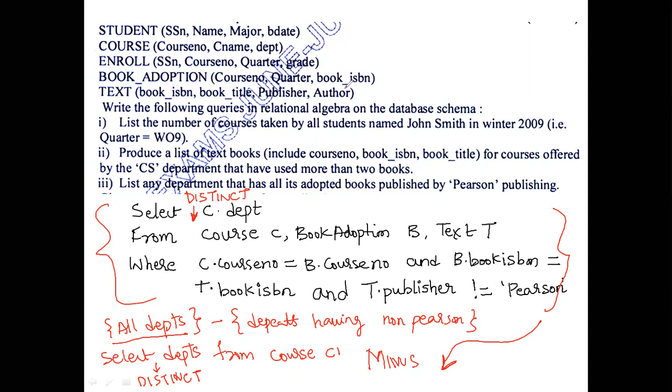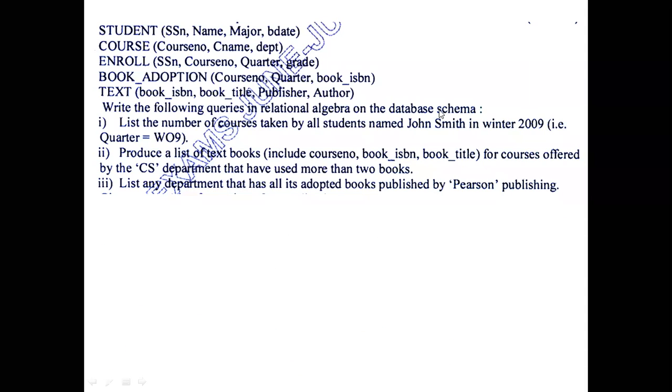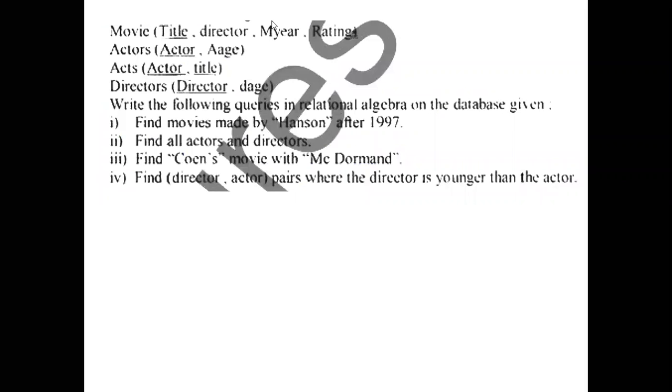So only three queries are asked in this particular question. So next let us move on to the next database, this one. So movie database, so we shall quickly solve these four queries. Movie: title, director, movie year, rating. Actor: actor, actor age. Acts in: actor, title. Director: director, director age. So these are the four tables that are present over here.